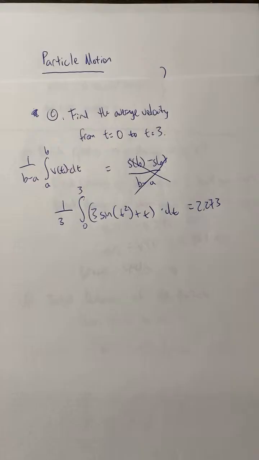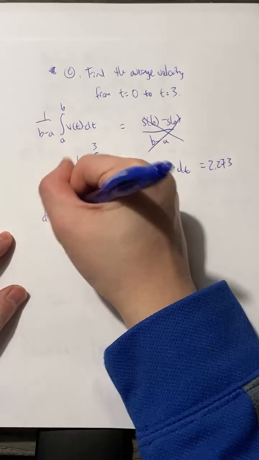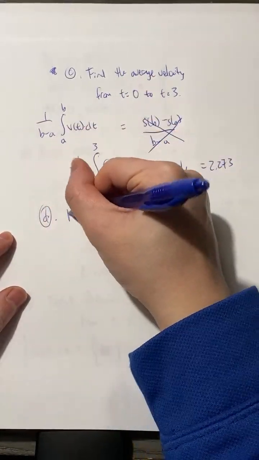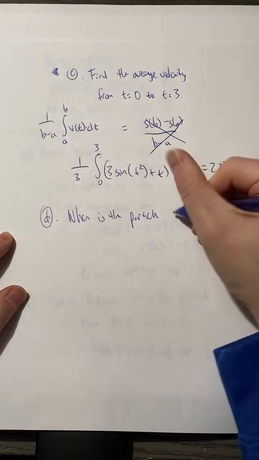Average velocity, keep in mind, is not the most common question in these particle motion questions, but it does appear every once in a while. So the next question I'm going to do is find when the particle is farthest right.